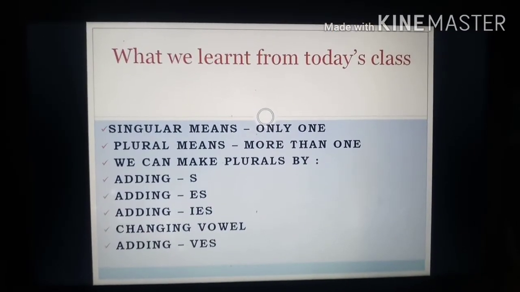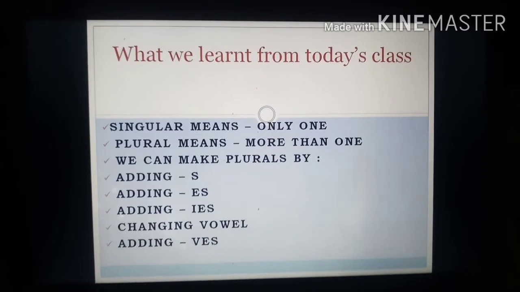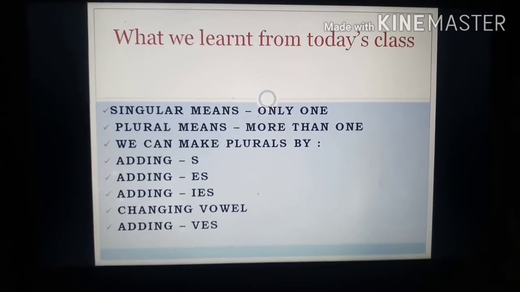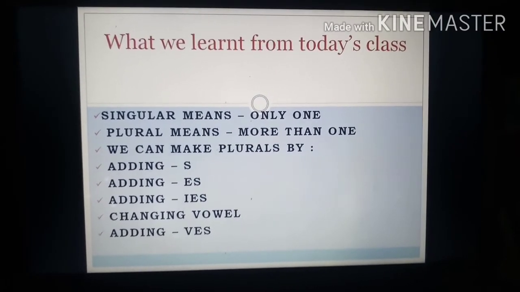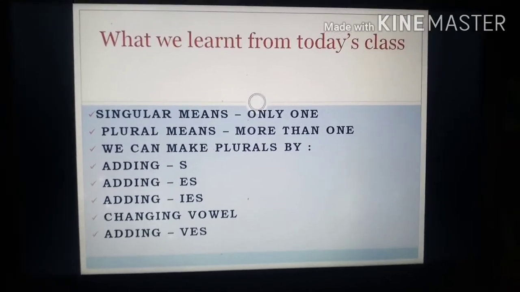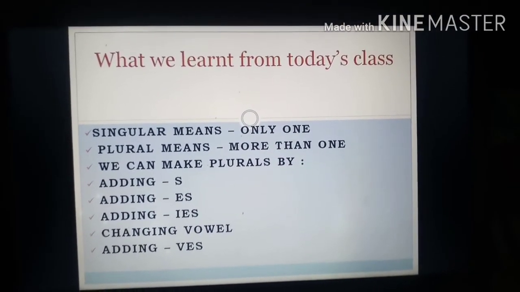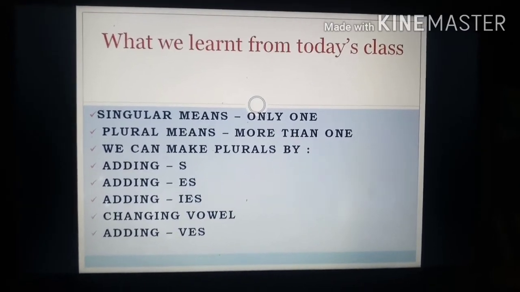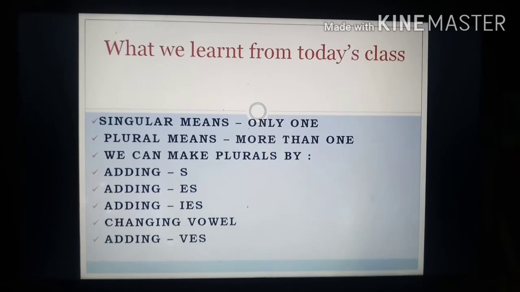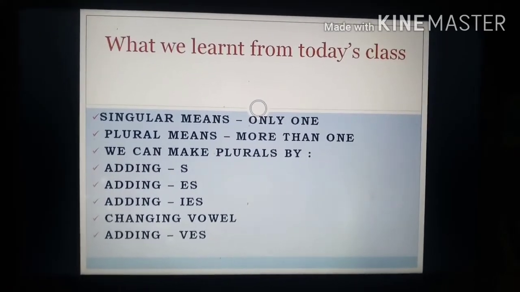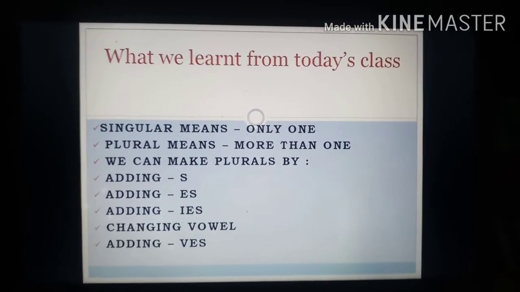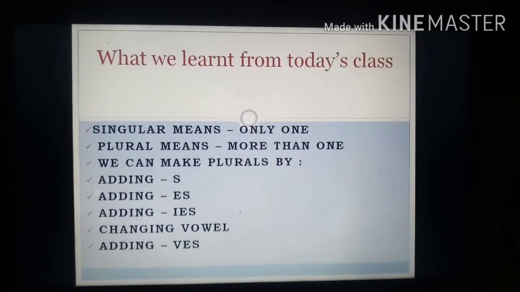Dear students, what did we learn from today's class? We learnt singular and plural. Singular means only one and plural means more than one. And we can make many words plural by adding S, by adding ES, by adding IES, by changing the vowel, and by adding VES. So in today's class we learned 5 rules of singular to plural.